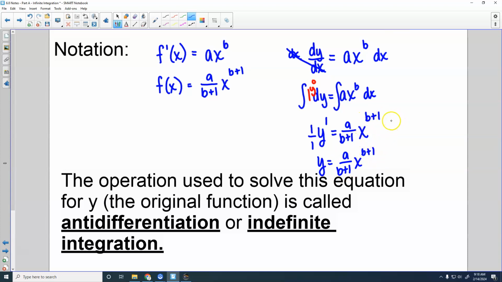And then when I've integrated both sides, I can have any number added to the end. So I should have done this right here also. So I would put that plus c on the end, showing that I could have any constant added to the end there.